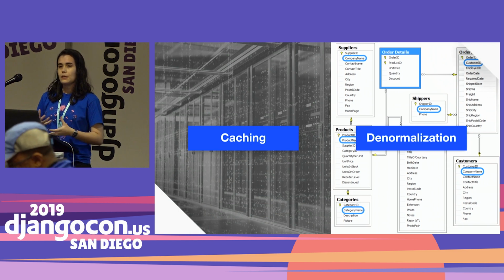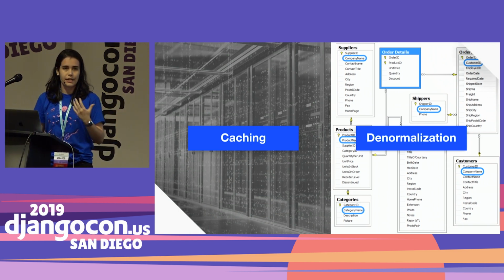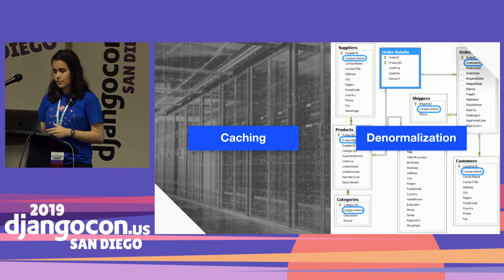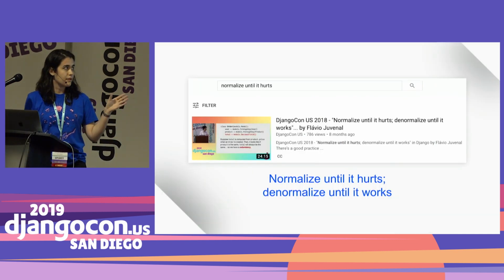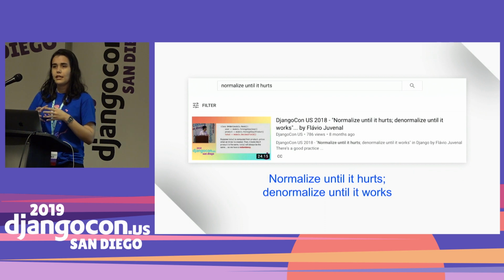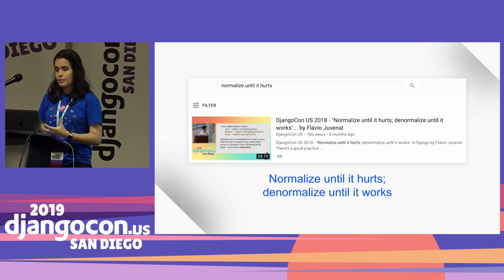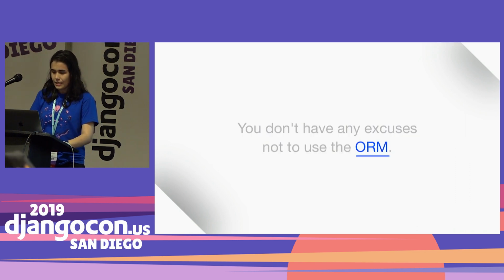To mitigate problems like this, sometimes people follow paths such as caching or denormalization. By the way, if you're interested in denormalization, there's a great talk about it by Flávio Juvenal. He's one of Vinta's partners. You can check it out on YouTube. But if your application isn't really complex and doesn't need the mentioned advanced techniques, you have no excuse not to use the ORM to do your queries, and we're going to learn why and how today.